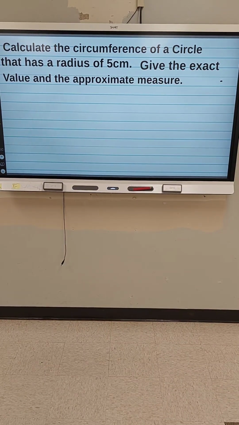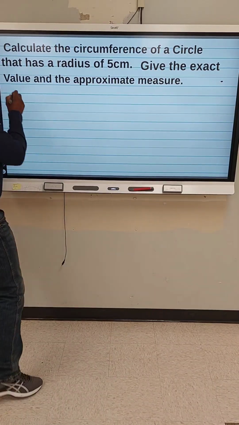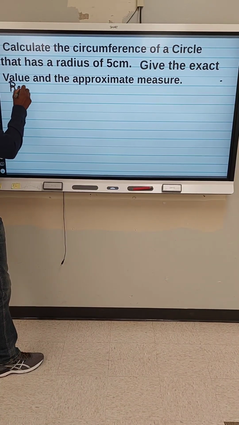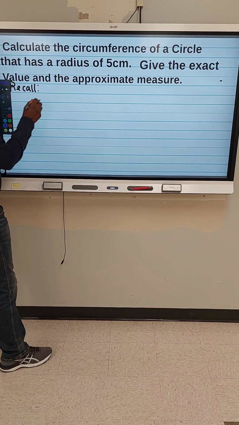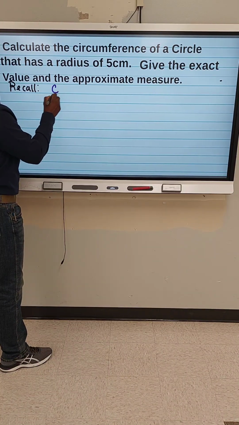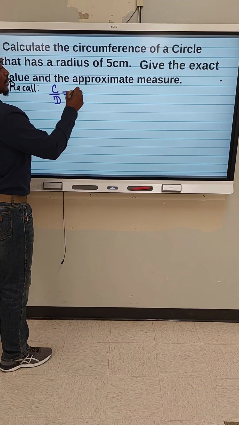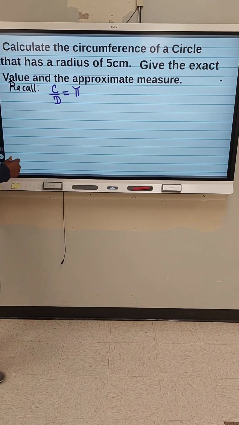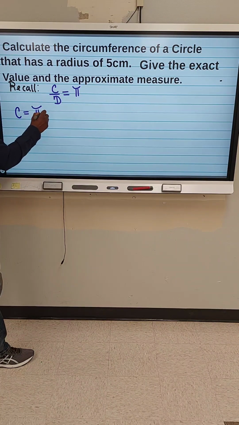How do we calculate the circumference of a circle? We have learned that the ratio of the circumference to the diameter of a circle is always a constant called pi. From this relationship, the circumference of a circle can be calculated by multiplying pi by the diameter.